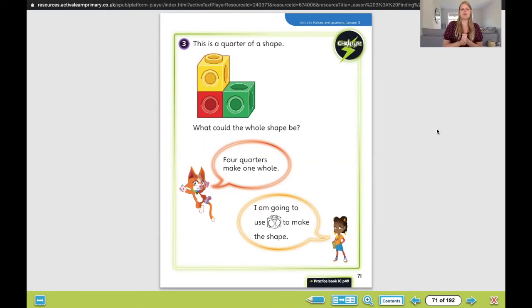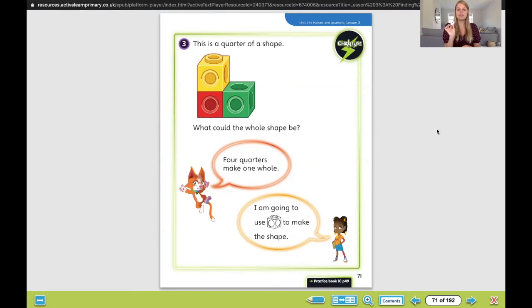And it says here, what could the whole shape be? And the cat says 4 quarters make 1 whole. So 1 quarter, add 1 quarter, add 1 quarter, add 1 quarter equals a whole. And we know that, don't we? We know that 4 equal parts make 1 whole. And the little girl said, I'm going to use cubes to make the shape. So I'm going to use these to make a shape.